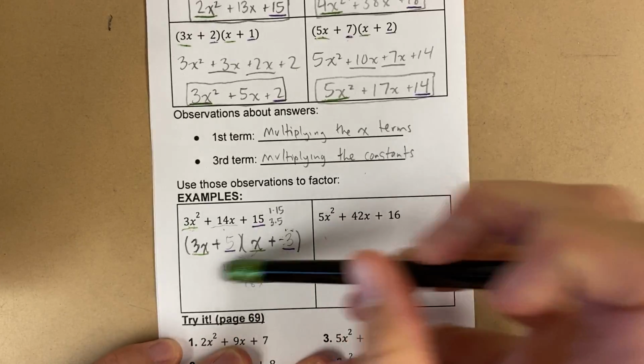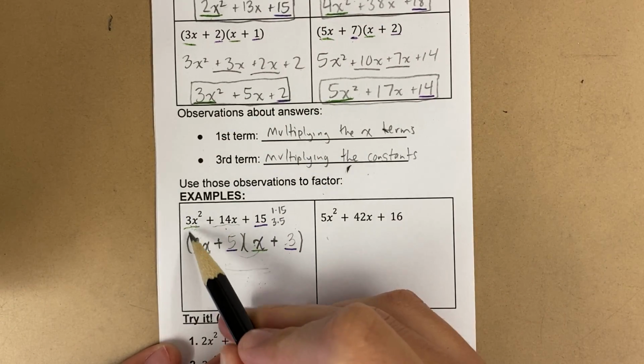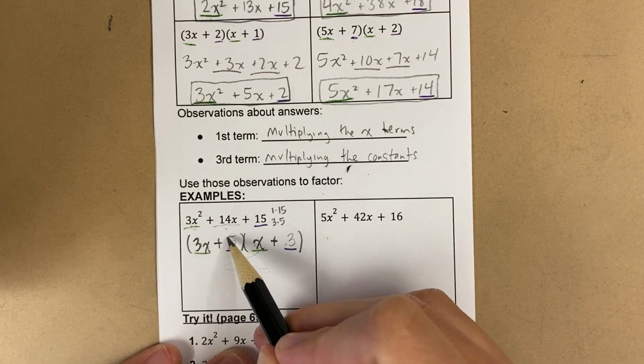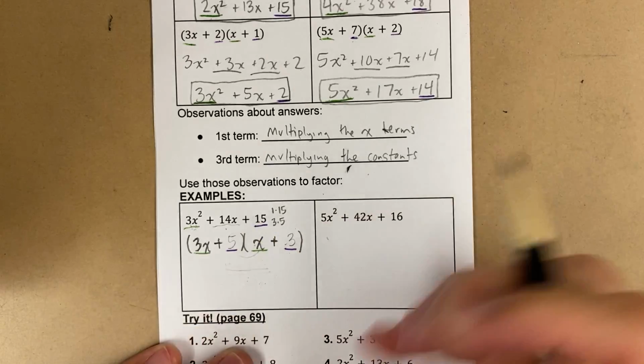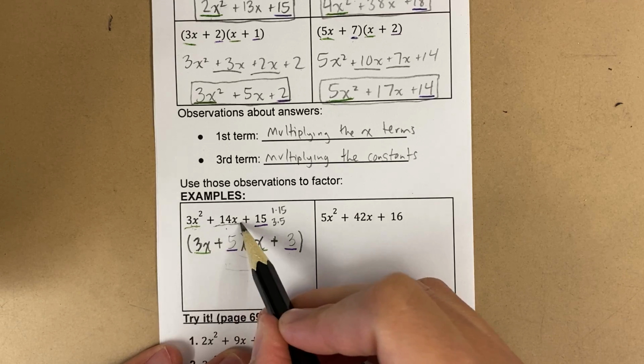Okay, so now I'm going to try this situation. Now notice the 3x and the x are still in the same place, so that's still going to get 3x squared. These are still 2 numbers that multiply to 15, so that's not changing. The only thing that might change is this.